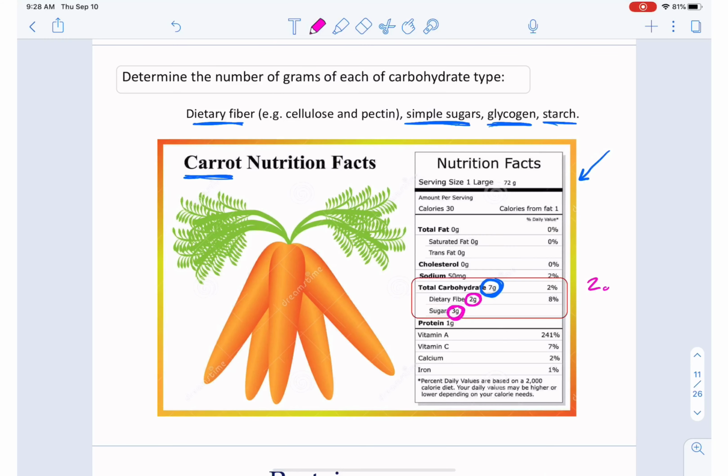But that leaves us with 2 grams remaining. And so where do those 2 grams go? That's what I want you guys to determine. Does that 2 grams represent glycogen? Does it represent starch? Or is it maybe a little of both? What I want you to do is to think about where we find glycogen and where we find starch. Do we find glycogen in plants? Do we find starch in plants? Okay, and that should help you to answer those questions. Where do we find glycogen? Where do we find starch?